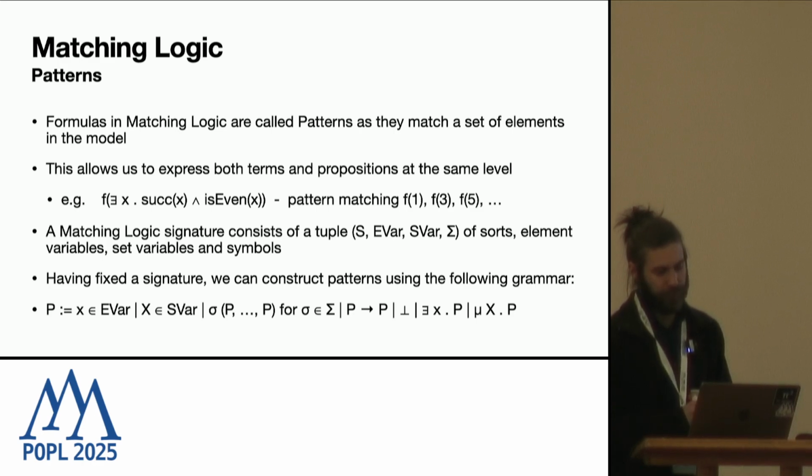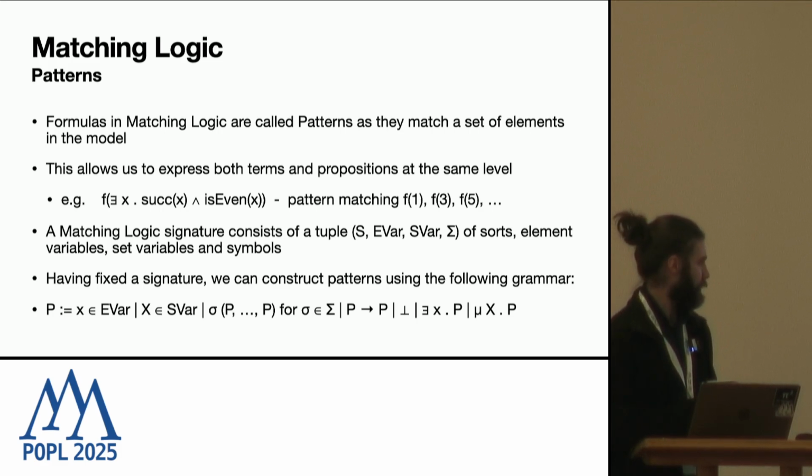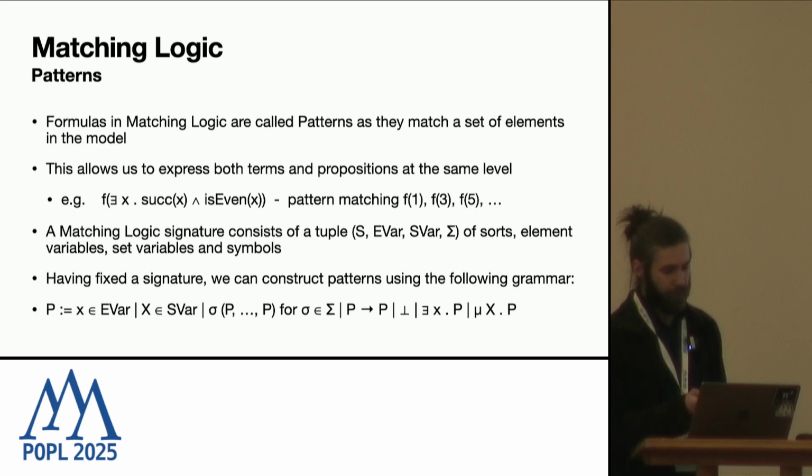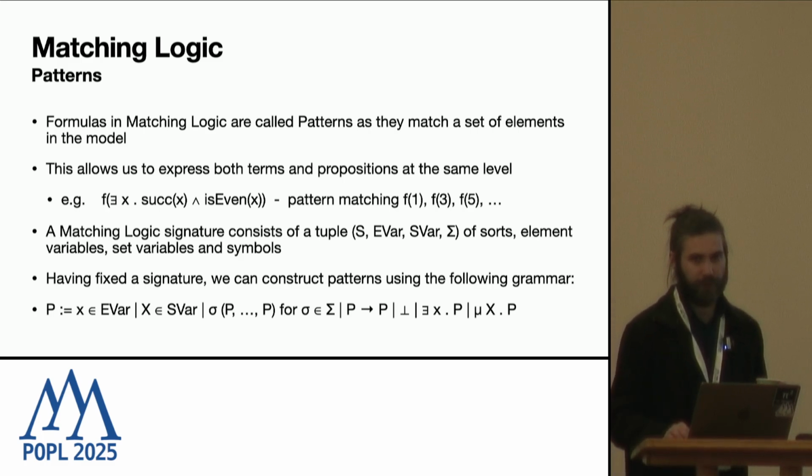So you can have a small x, so we can have an element variable, which is always going to match a singleton element. We can have set variables named as such because they can match a set of elements. We can have a symbol in our signature applied to other patterns. Then we have implication and bottom, which allows us to do propositional reasoning. Existentials, which allows us to do first order reasoning, and then the mu operator, which is used for fixed point reasoning.